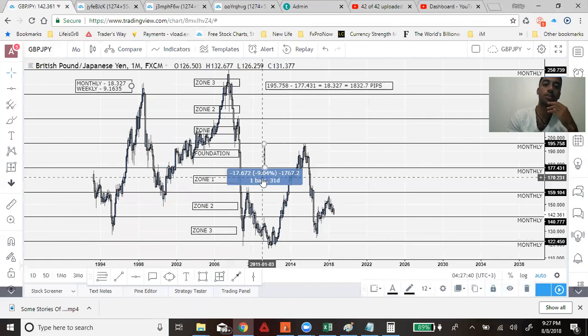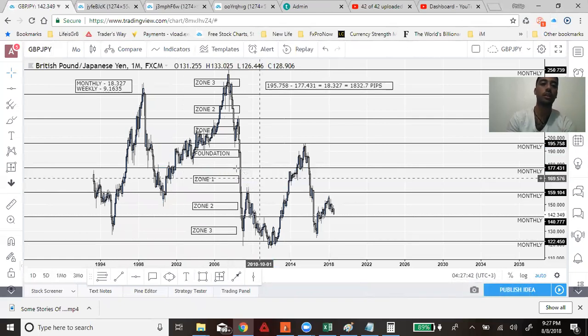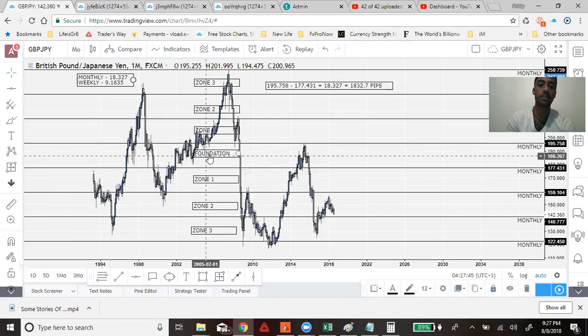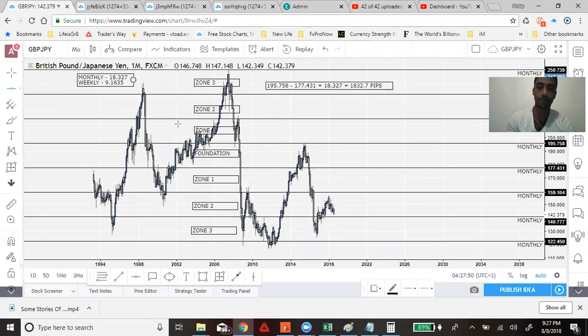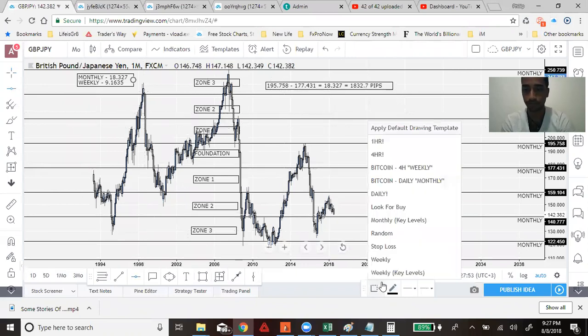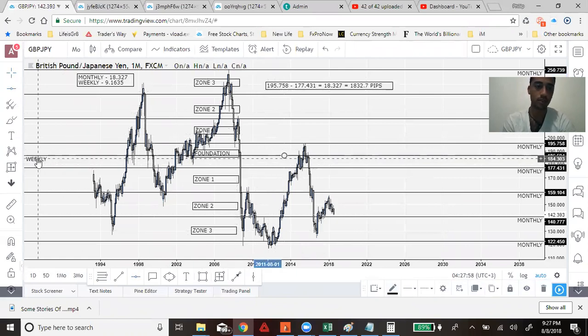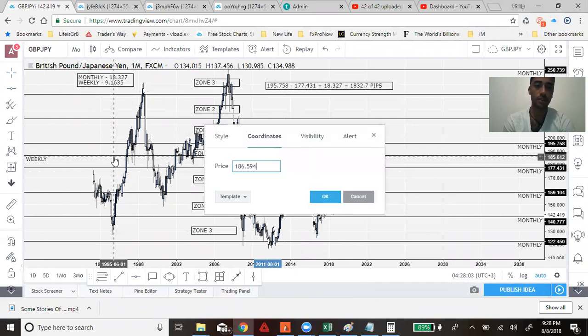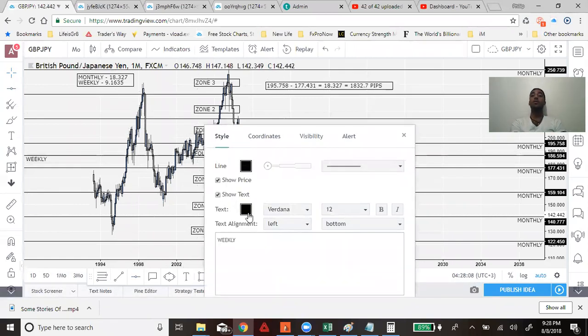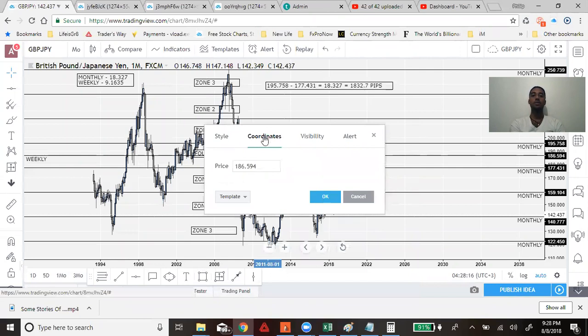So the first one that we're going to come up with is going to be in our foundation. What I'm going to do is go to this line right here. I already have a template for our weekly key level. I'm just going to place it somewhere in the middle right there. As we can see, weekly is going to be on the left side over here. I'm going to double click on this area. How I make my weekly is show price, show text, left, bottom, weekly, bold. Then we're just going to come up with our coordinates.